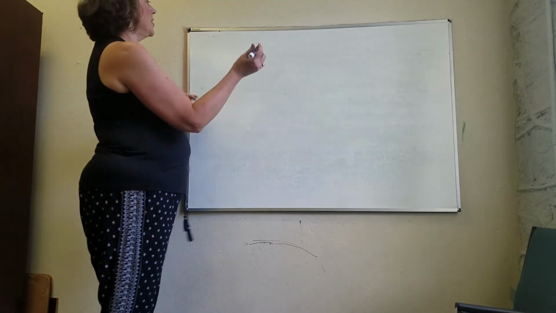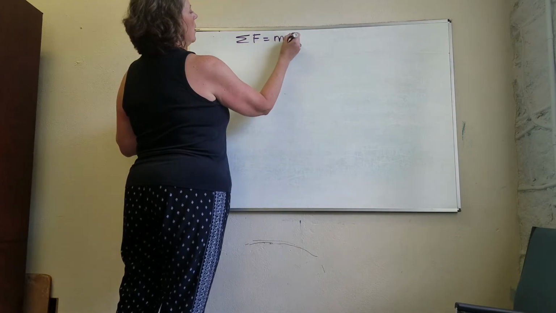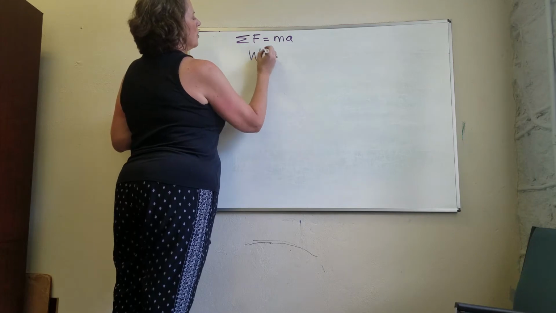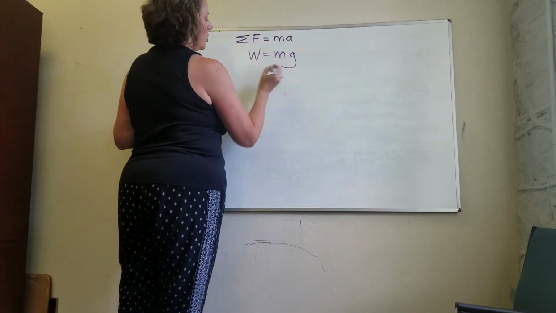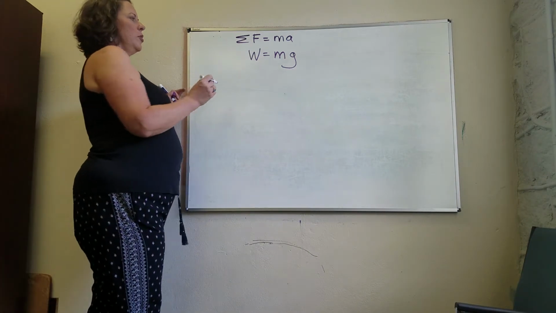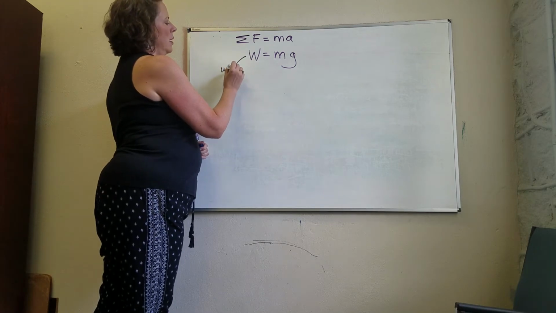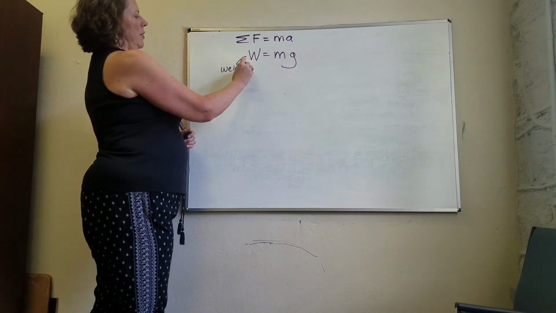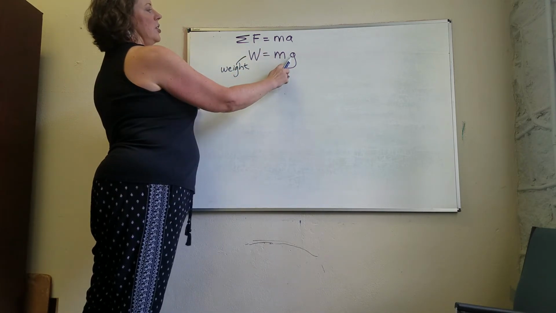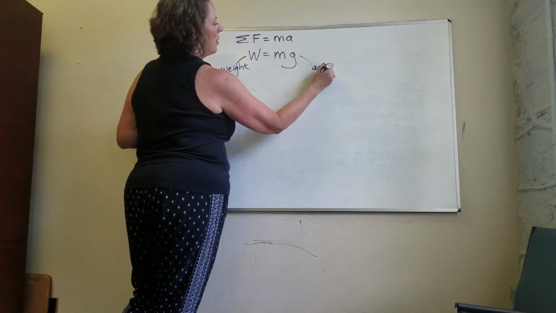All right, I'm going to talk about a special equation. We've got net force is equal to mass times acceleration. And we're also going to look at a similar equation, or really the same equation, W equals mg. So what's W in this case? Weight. The weight. And then m is mass, and g is the acceleration of gravity, right?